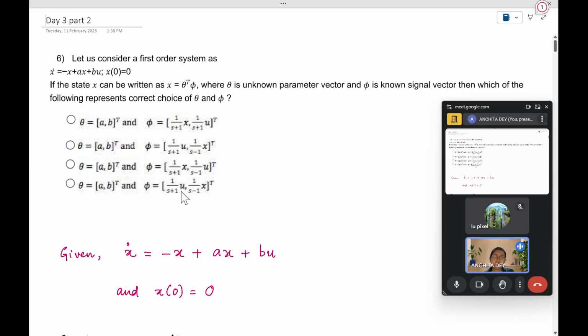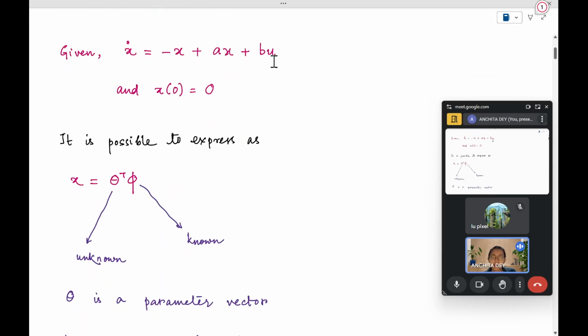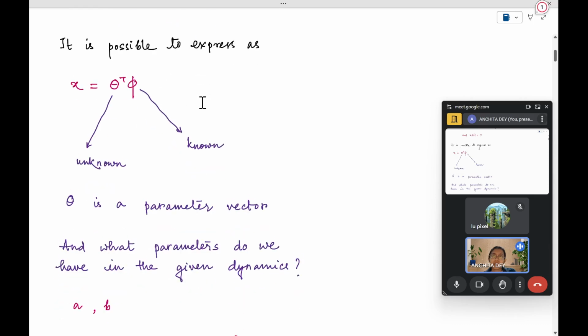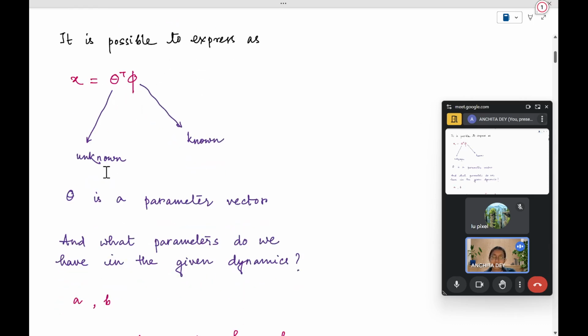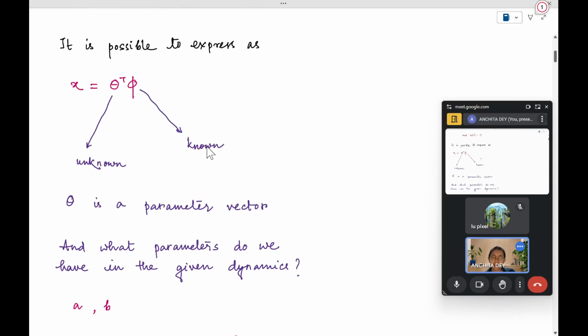We have some options given here, and you can see the very first hint that you get is that you have an s here. That means we have something to do with a Laplace domain analysis. We'll do some Laplace transform and come up with an expression for x which would look similar to x is equal to theta transpose phi. So given x dot is equal to minus x plus ax plus bu, and your x of 0 is equal to 0, it is said that it is possible to express x as theta transpose phi. Theta is unknown and phi is known. Theta is a parameter vector. This is given to us, right?